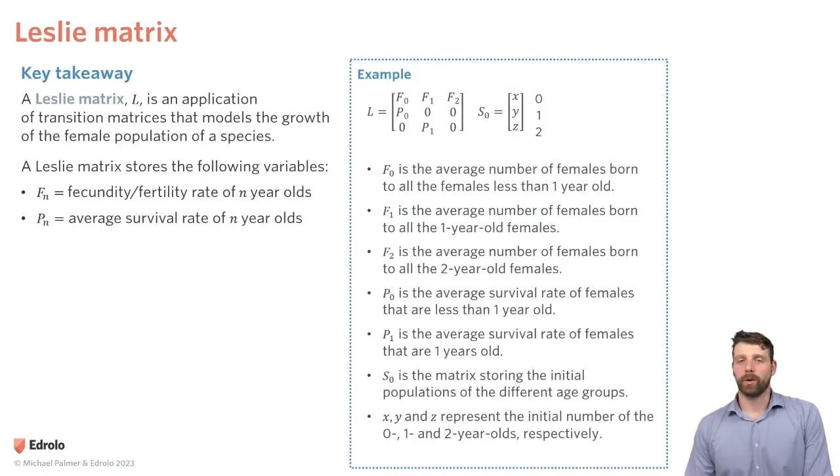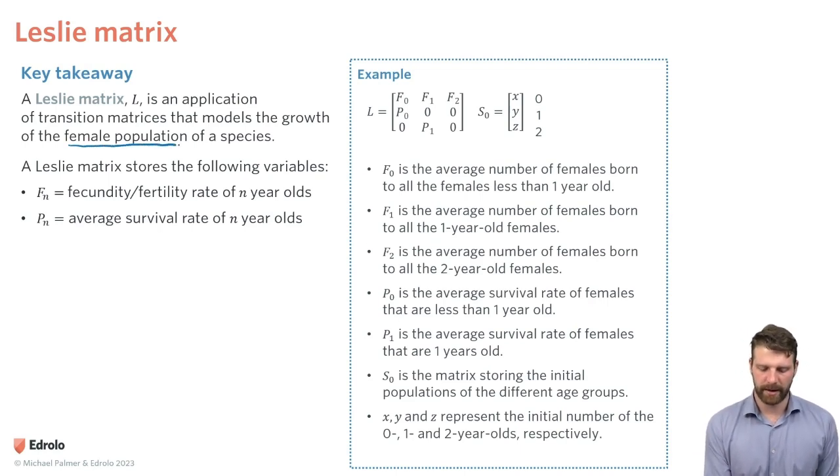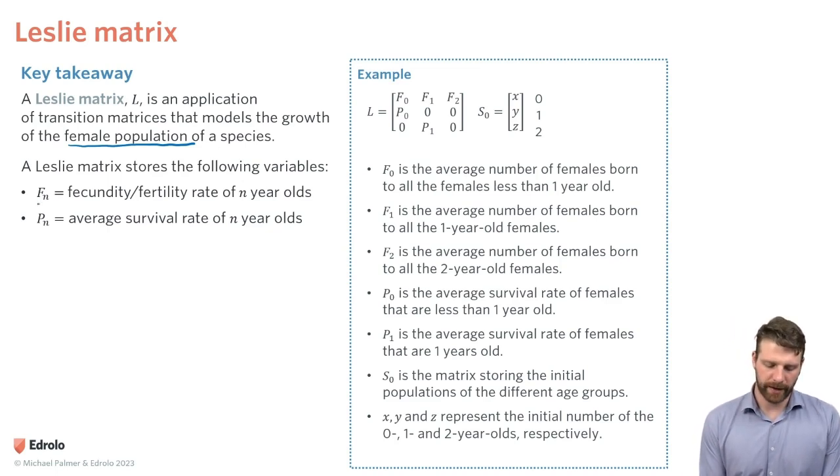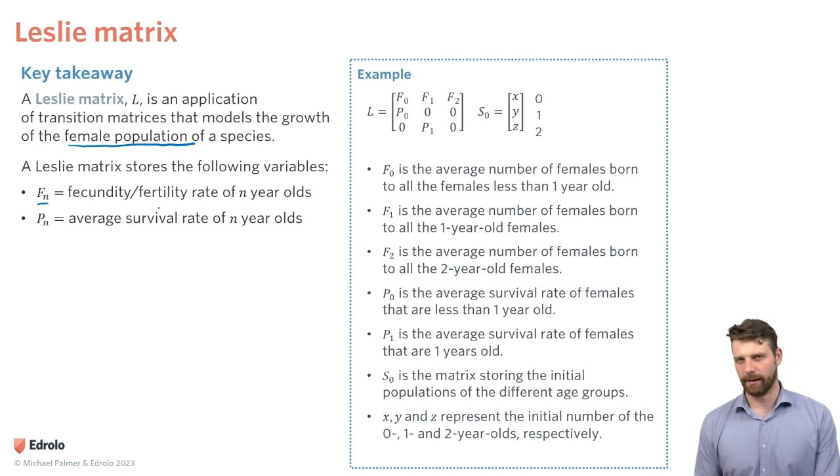Okay, let's look at an example called a Leslie matrix, which is a type of transition matrix that we can use to evaluate species population growth or decay. So a Leslie matrix L is an application of transition matrices that models the growth of the female population of a species. That's an important distinction here, that a Leslie matrix only monitors the female population. Okay, a Leslie matrix stores the following variables. Fn is the fecundity or fertility rate of n-year-olds, and Pn is the average survival rate of n-year-olds.